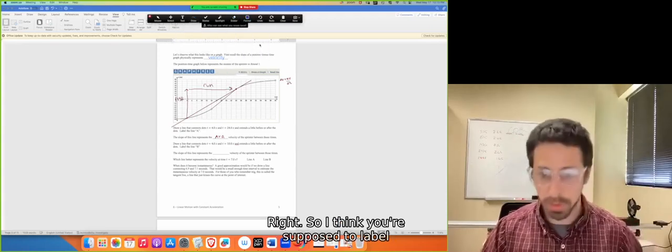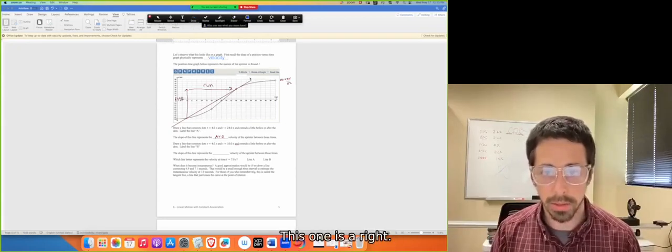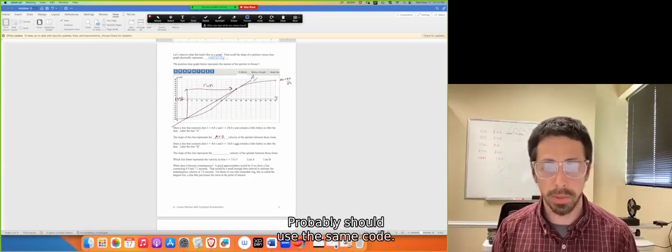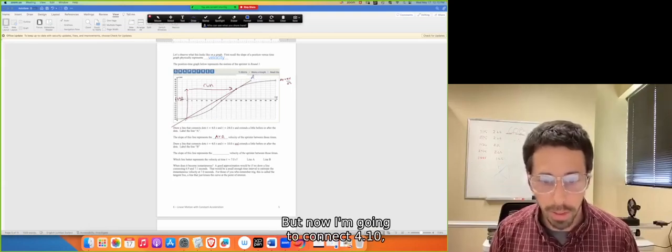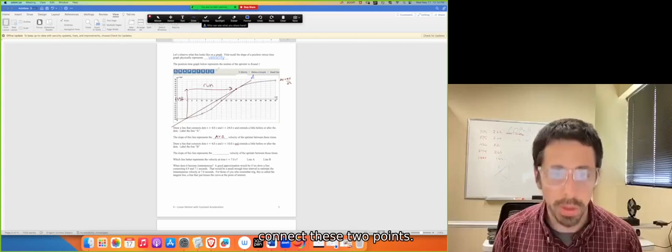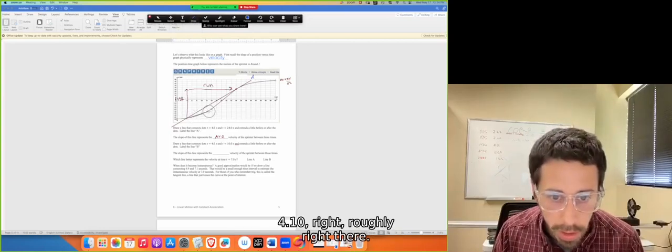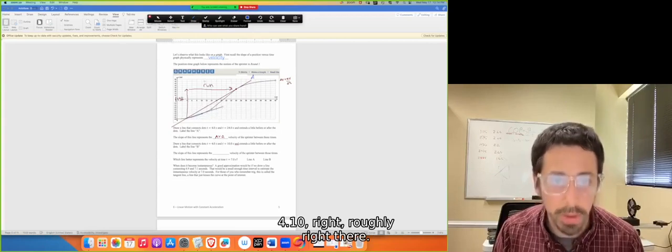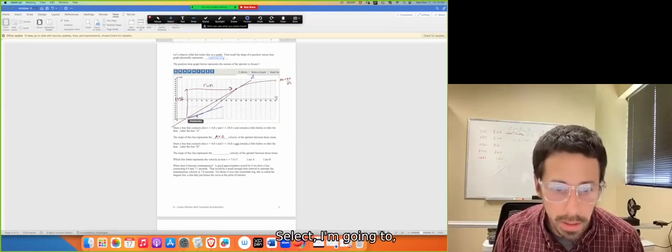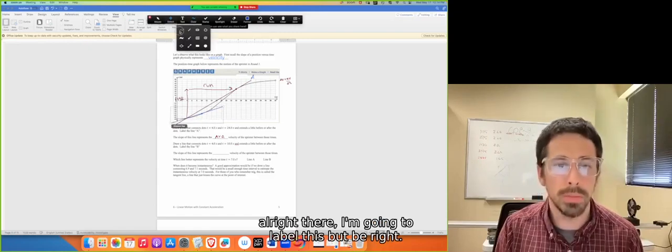So I think you're supposed to label that first one A, right? Yes. This one is A, right? Probably should use the same color. But now I'm going to connect 4 and 10. Connect these 2 points. When I connect these 2 points, 4 and 10, right? Roughly right there. I'm going to label this B, right?